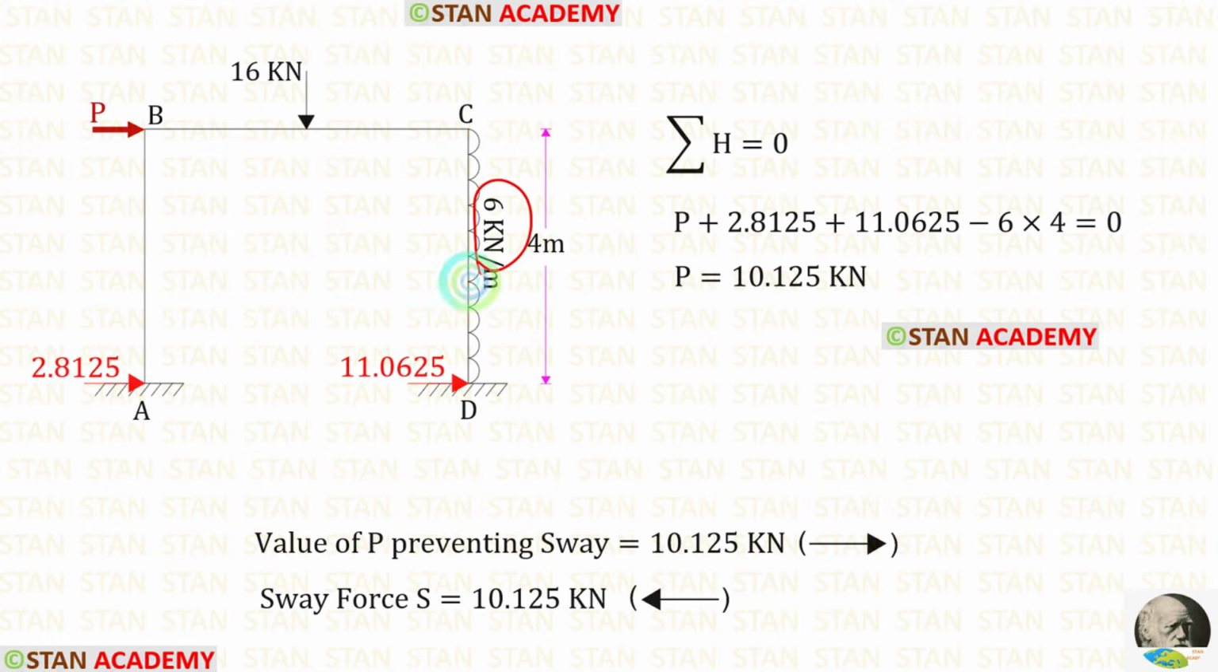The UDL is acting towards the left side, so it will be negative. The distance of UDL is 4. Finally, for P, we will get 10.125 kilonewton.